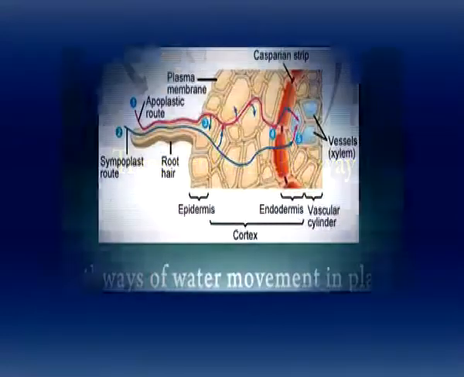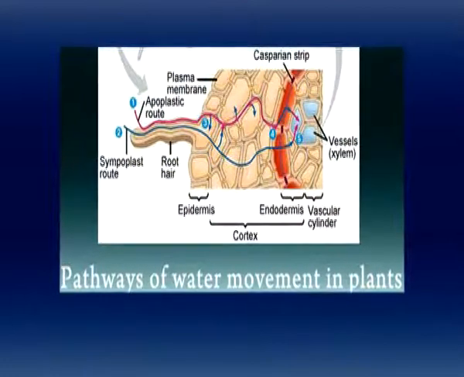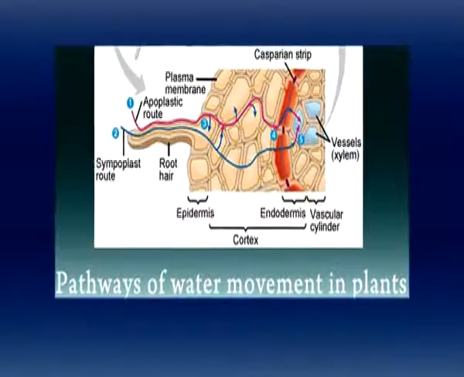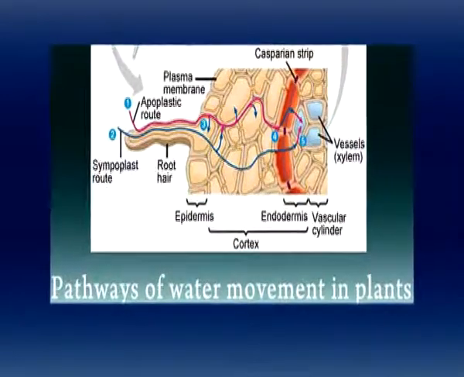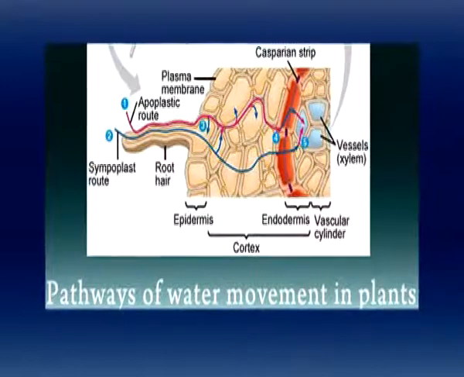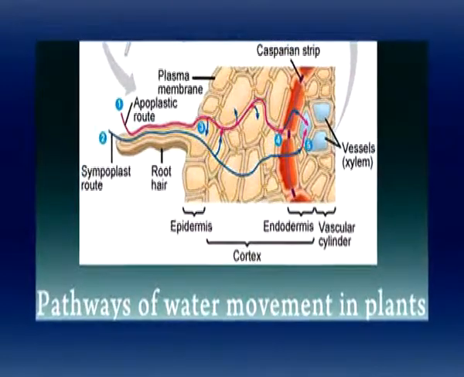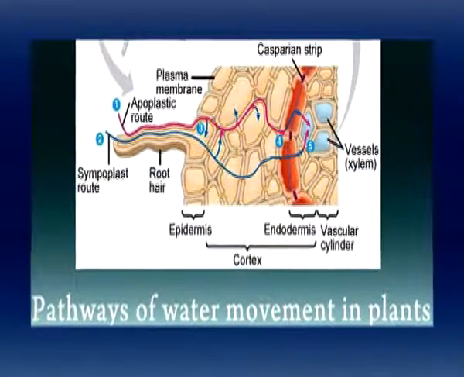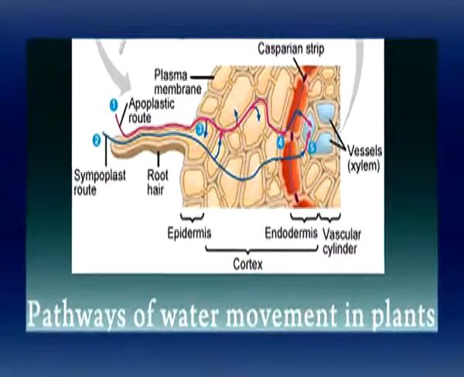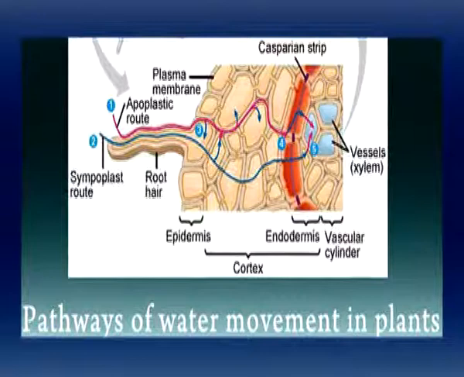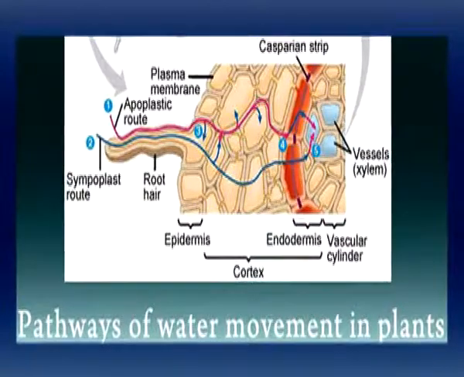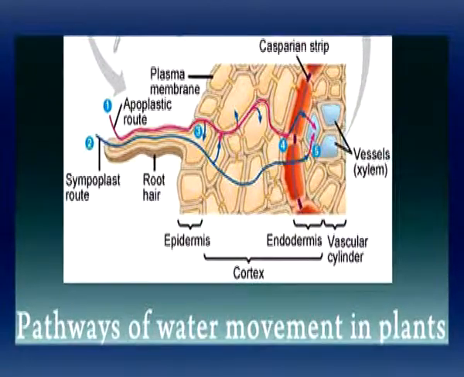Transmembrane pathway. The Casparian strip separates the cortex and the endodermis. It is composed of a wax-like substance called suberin, which blocks water molecules through the cell wall of the endodermis. Now the water is forced to go through the cell membrane of different cells, leading to a transmembrane pathway.